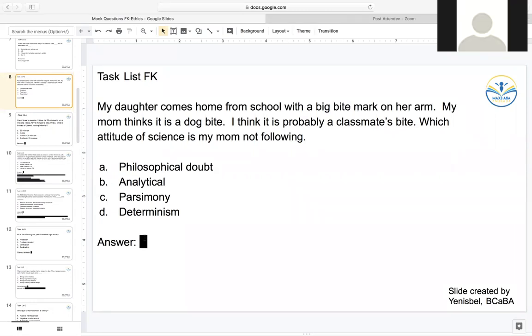Parsimony. Hey, this one was made for you. C, parsimony. Yes, C, parsimony. I was saying this one was meant for Dami because she wanted to practice more questions with negations. So Martin, can you tell me where the negation is here?